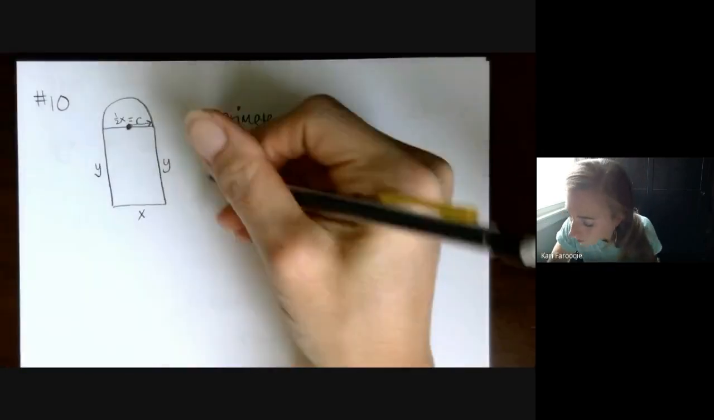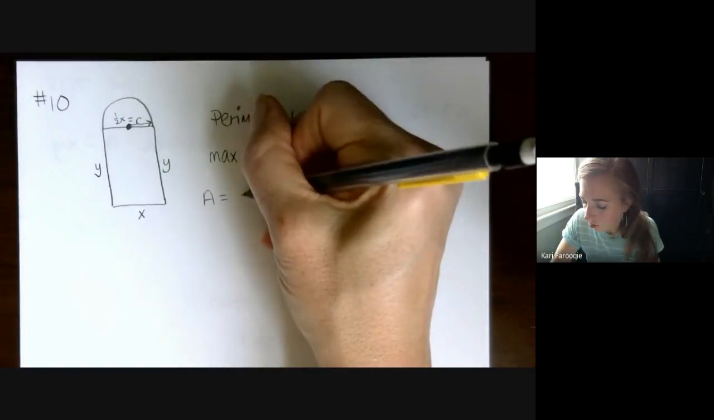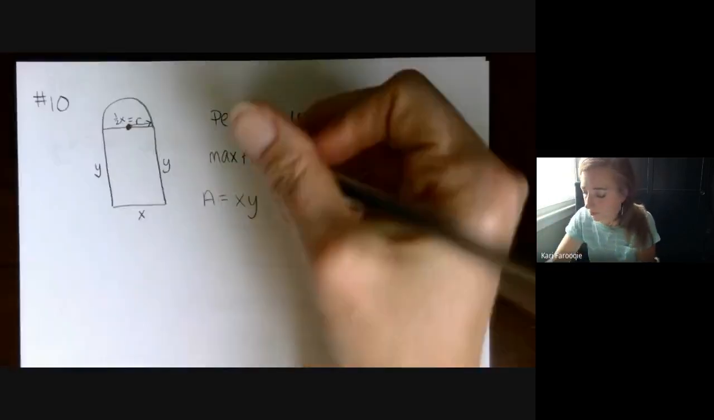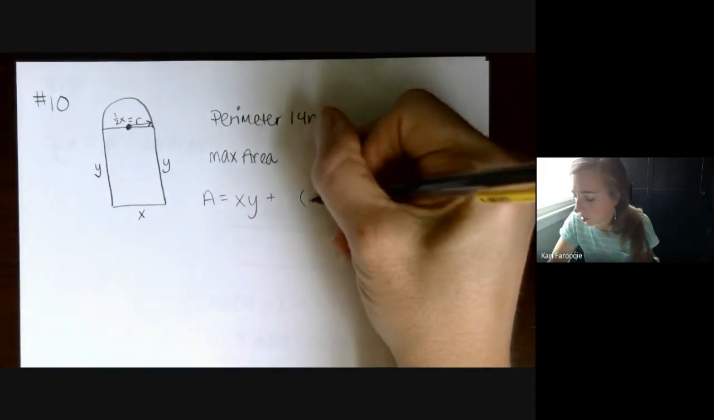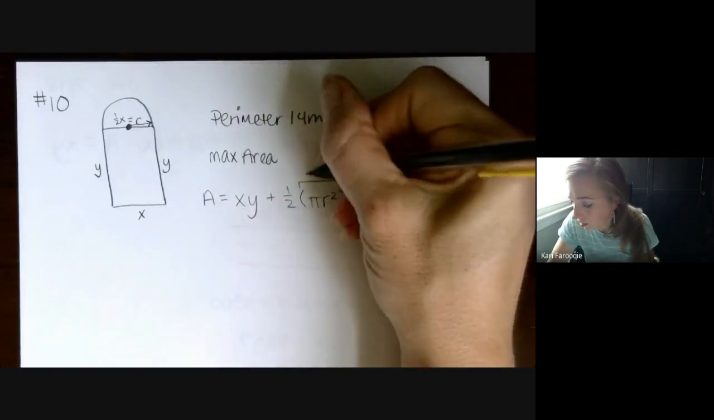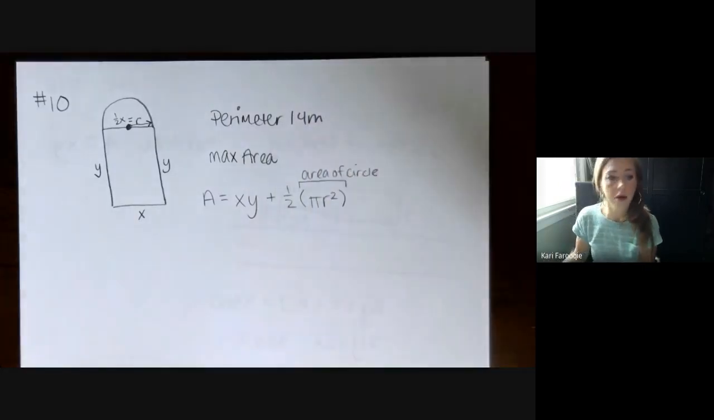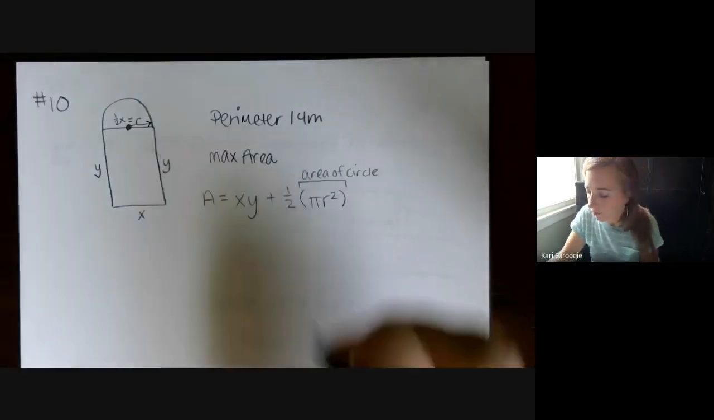Let's do area first. So the area of your window is the area of the rectangle, which is x times y. And then you're going to add on half of the area of a circle. Now remember that the area of a circle is pi r squared. We're going to write this again, by the way. But you're taking half of that, and I want to make sure this is clear, because you just have a semicircle. So that's why we're taking half of that.